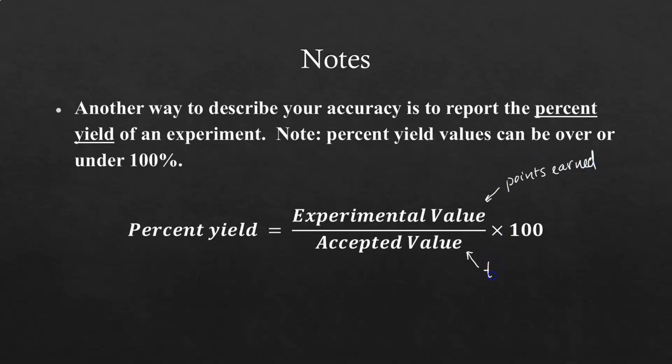And you would divide it by the total points. And you could get over 100%, which would be extra credit. If it's in an experiment, it's not extra credit. You did something wrong. But for your grade, it would be extra credit. Or if it was under, you lost some points.